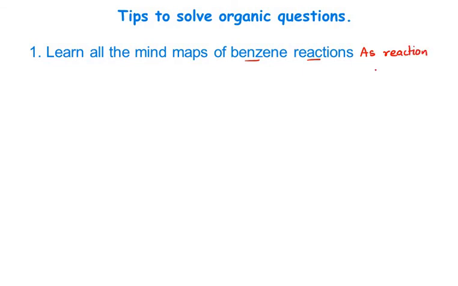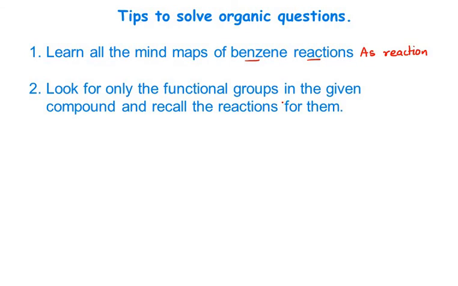I would also suggest that you learn the mind maps of the reactions of your AS level also, because they are also included here. Now when you have got a very big or complicated compound, then look for only the functional groups in that compound and just ignore the other parts, because only those functional groups are going to react. So look for the functional groups on a given compound and recall the reactions of those functional groups only, and then keep in mind the reagents beside your product.